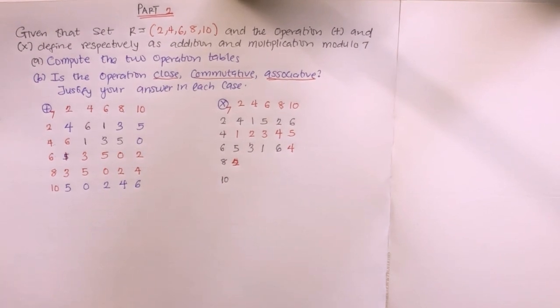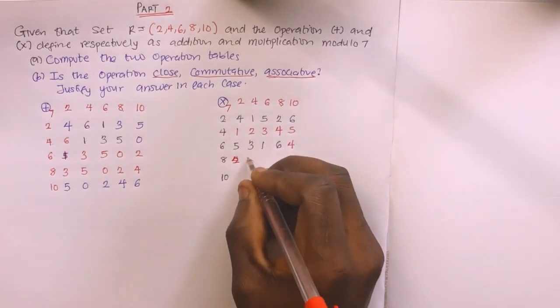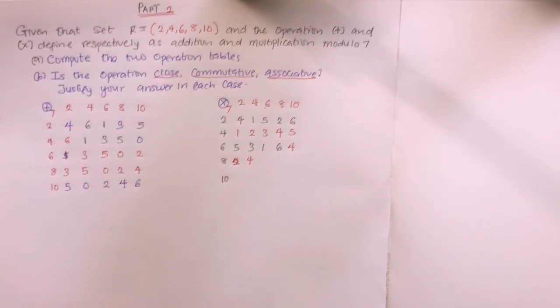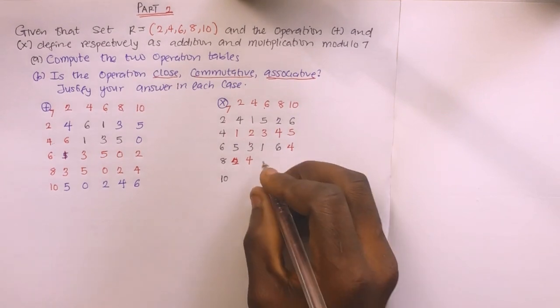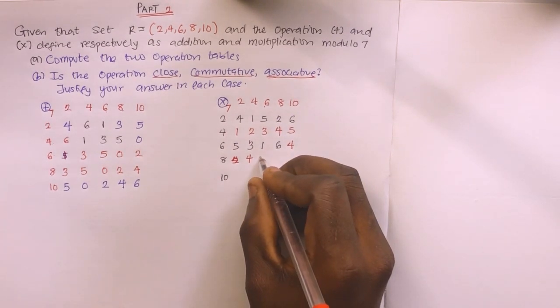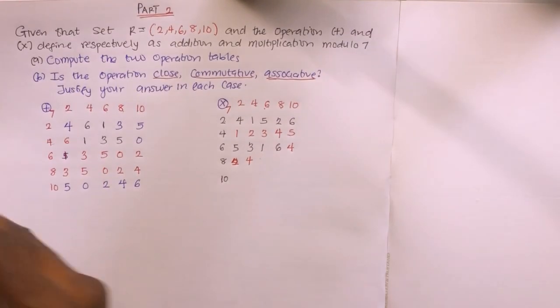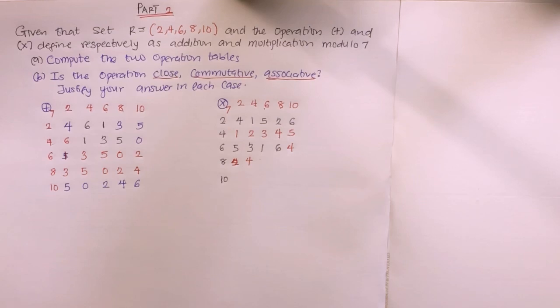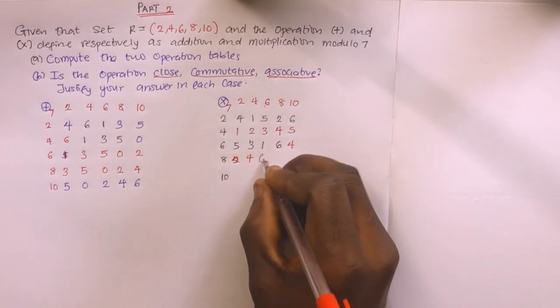7 times 4 is what? 28. That's 4. 8 star 6 is what? 8 star 6 is 48. So we should have our 48. Okay, 48. 7 star 8 is what? 56. 7 star 6 is what? 42. Okay, that should be 6.